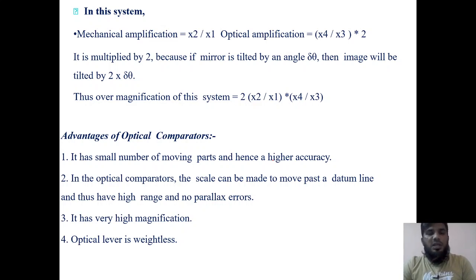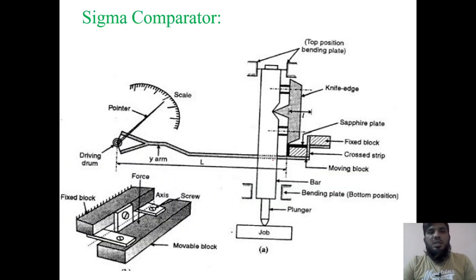But whereas in optical there is no such thing present, because we are completely using a light source. In the optical comparator, the scale can be made to move past a datum line. So we can move the datum line from one place to another. Thus a high range and no parallax error can be obtained. It has very high magnification, yes, because of the optical magnification we can achieve high magnifications. Optical lever is weightless. Next, sigma comparator.